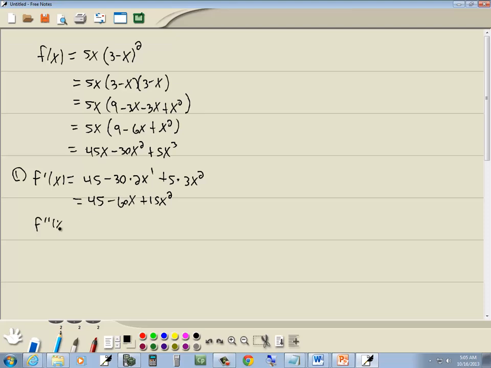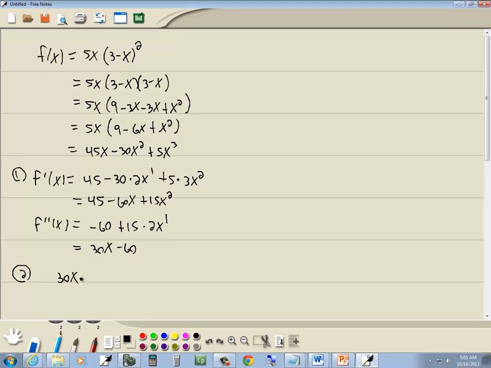Now for our second derivative. 45 drops away. The derivative of negative 60x is negative 60, and plus 15 times x squared: take your power, put it out in front, lower it by 1. Well, 15 times 2 is 30, so we got 30x minus 60.